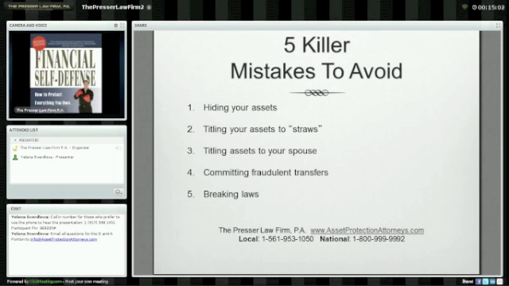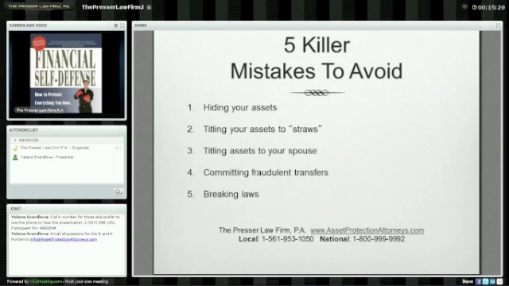Also, you never want to title all of your assets to straws. A lot of times people will come in my office and say, oh, don't worry, Mr. Presser, I'm being sued, but I've given everything to my friend or to my brother-in-law. This is not a good practice, and that's because your friend or your brother-in-law might have more financial problems than you. If your friend's getting sued, they're going to include your assets in his case. If your friend's getting divorced, they're going to include your assets in his divorce. So you don't want to title your assets to straws.